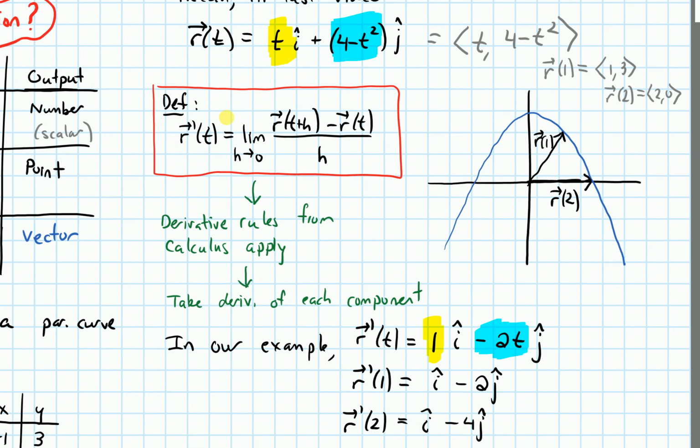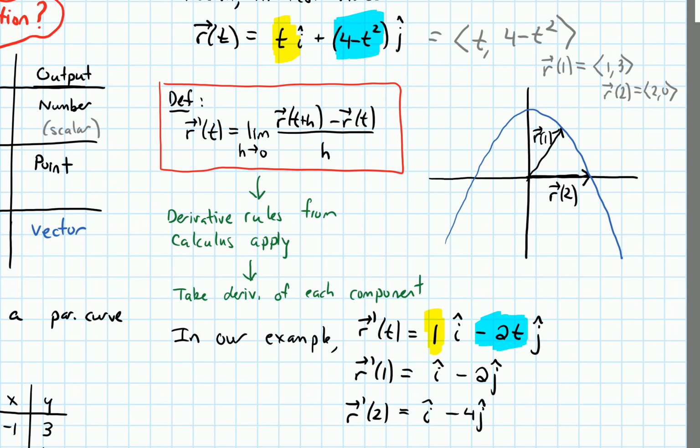But now let's draw these derivative vectors. So if I draw in r prime of 1, which is <1, -2>, I'm going to draw this vector so that its tail is where the head of the position vector was. So I'm going to draw the tail emanating from here. So I got 1 in the x direction, negative 2 in the y direction. That's going to be something like this. That is r prime of 1. That's the vector <1, -2>.